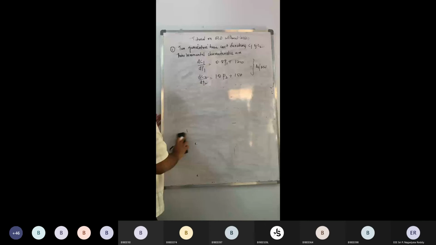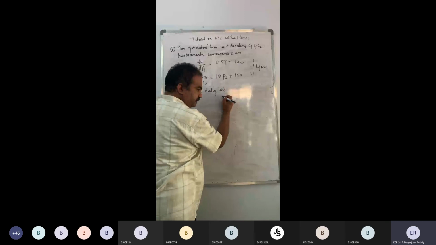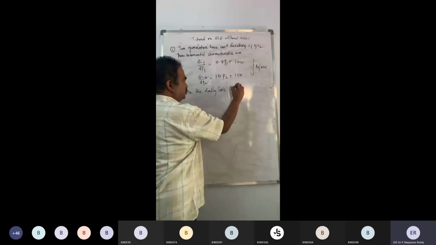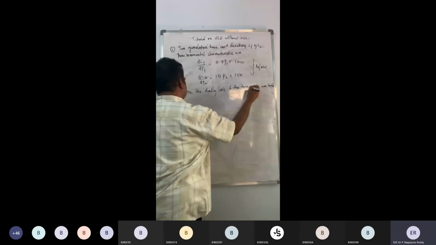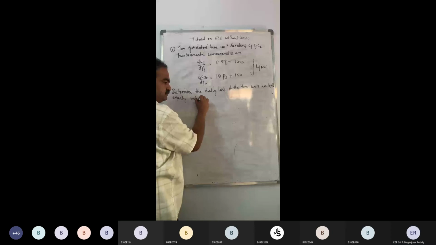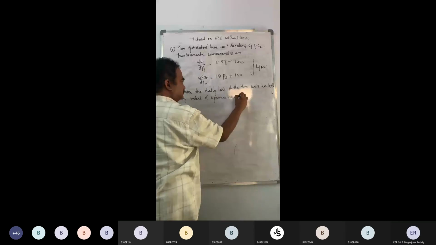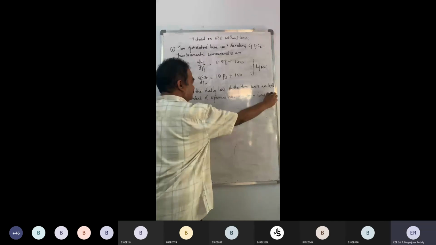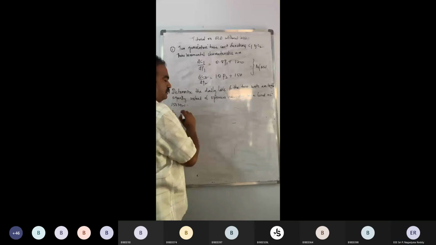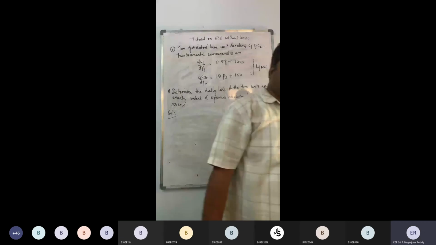See the question. Determine the daily loss if the two units are loaded equally, instead of optimum allocation, for a load of 150 megawatts. Now, come on. Solve this problem, guys.